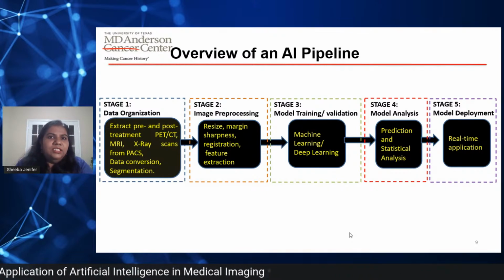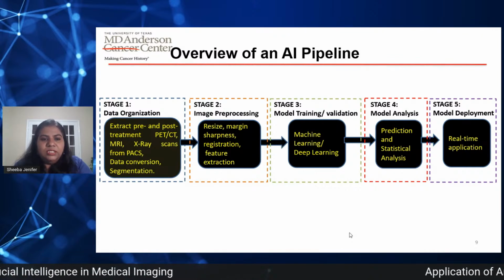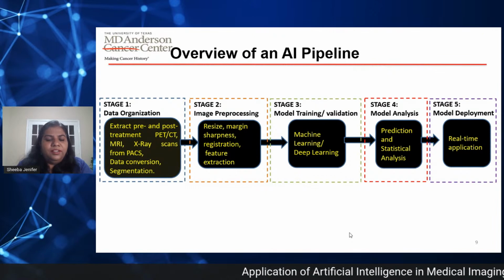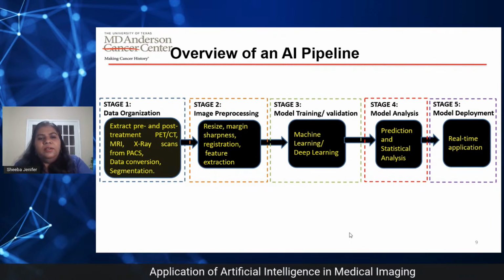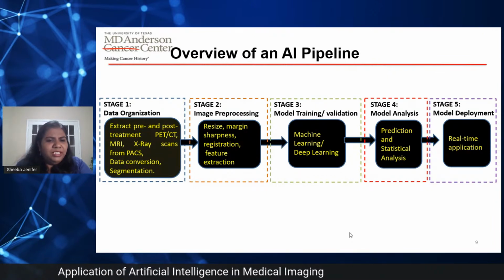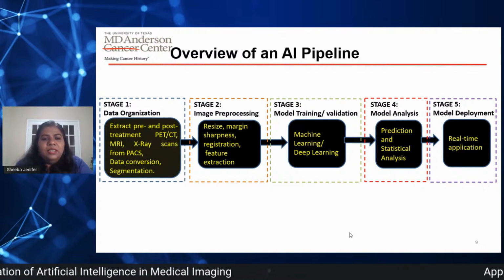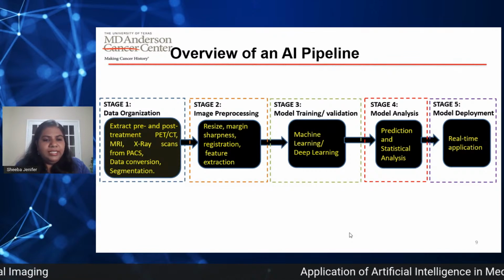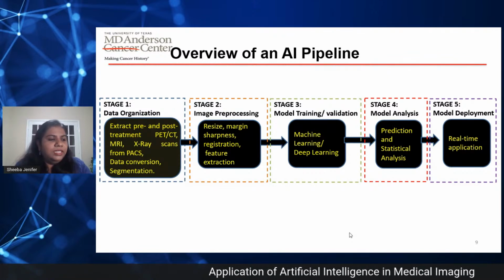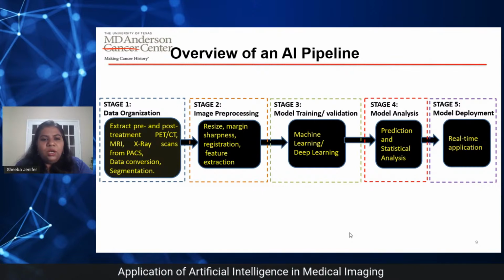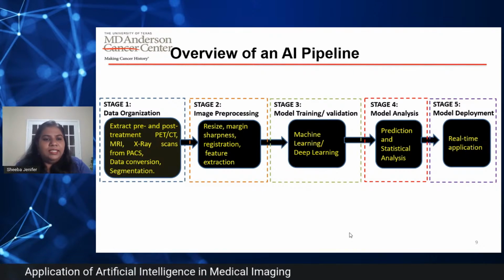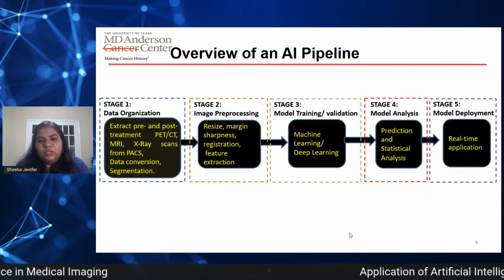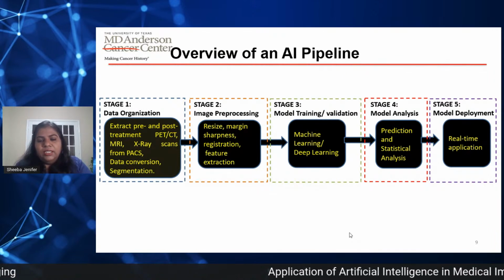So the next stage is pre-processing. The images need to be sharpened, or resized, or margin elimination or margin sharpness is applied, or if you are going to extract any features from them, for example shape features or texture features, all these features are extracted in the pre-processing stage. And next comes the actual model training and validation.